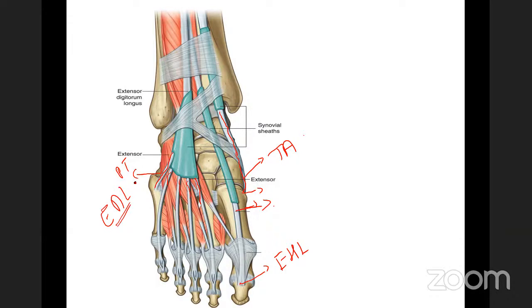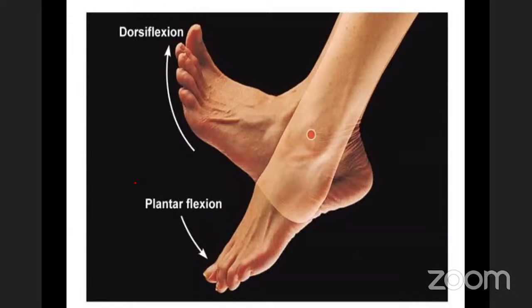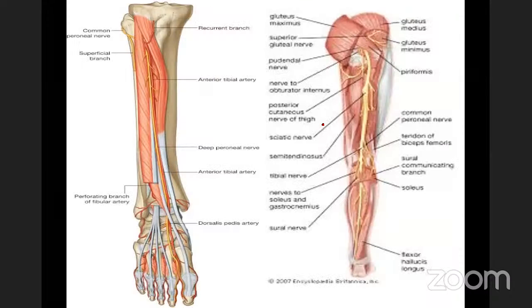So that was about the anterior group of muscles. They mainly bring about dorsiflexion at the ankle joint. Now we will see the nerve supply of this compartment. As already discussed, the branch of the common peroneal nerve is the deep peroneal nerve.